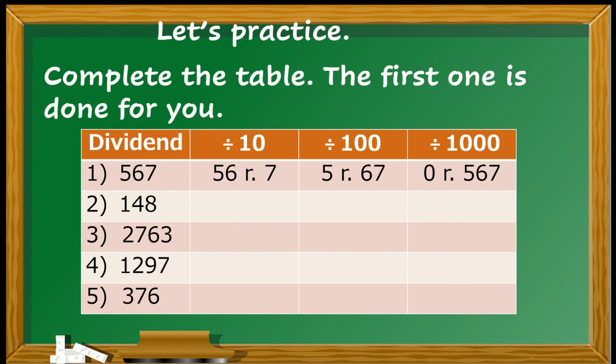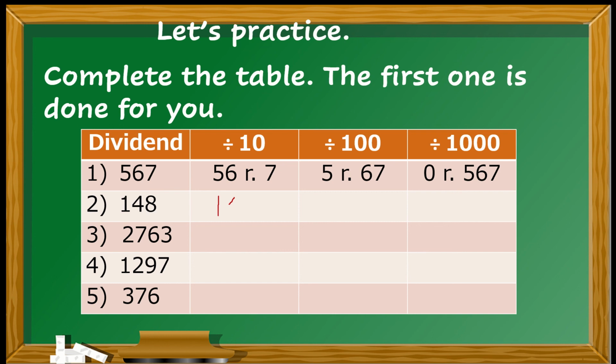Okay. So, for number 2, that would be 148. Number 3 is 2,763. Number 4 is 1,297. And for number 5 is 3,376. Okay, would you like to answer it now? Okay. You may answer. Are you done? Okay, let's answer.